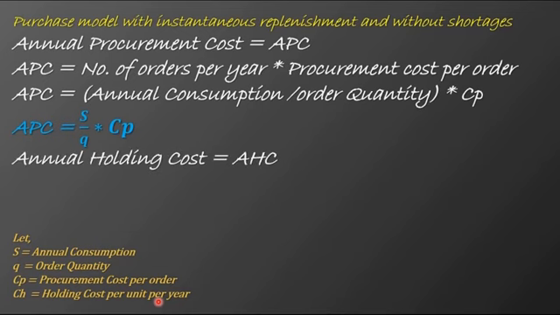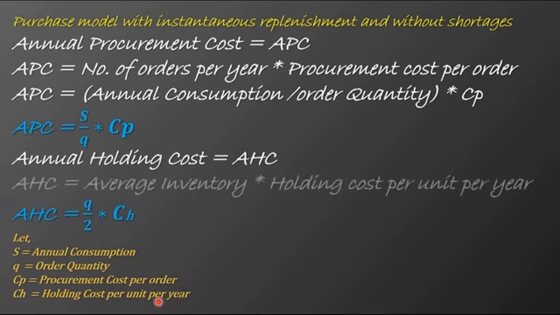Now let's calculate annual holding cost. Annual holding cost is equal to average inventory into holding cost per unit per year. So average inventory, here we know that the consumption is constant. So we can say that average inventory is order quantity by 2, that is Q by 2 into CH, that is holding cost per unit per year.